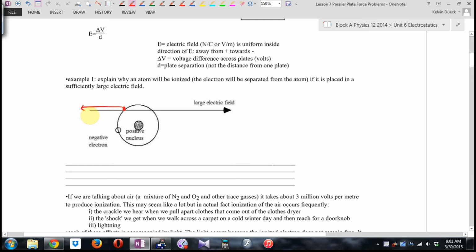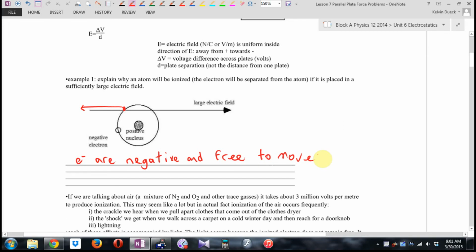It says, why will an atom be ionized? Electrons are negative, and more importantly, they're also free to move. Electrons are very easy to move.